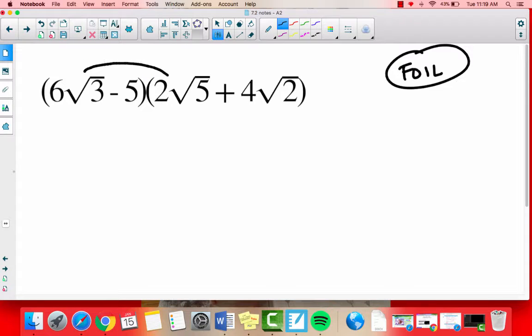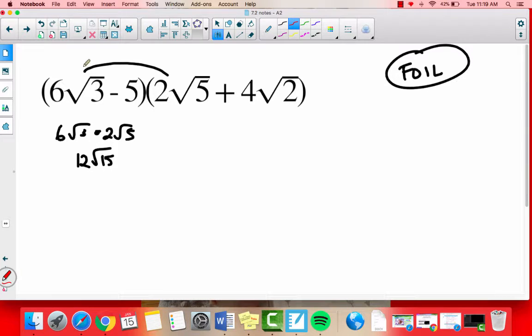So first would be the 6 root 3 times 2 root 5. Now remember that when we're multiplying, we can multiply the square roots. As long as they're both square roots or both cube roots, we can combine them. So the numbers in front, 6 times 2 is 12, and then root 3 times the root 5 is root 15. So there's the first part.